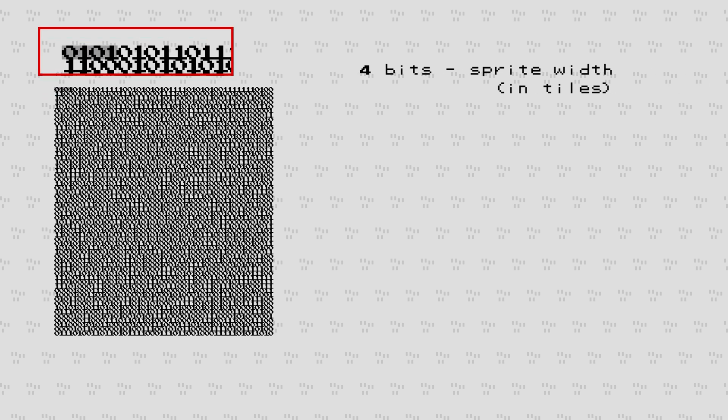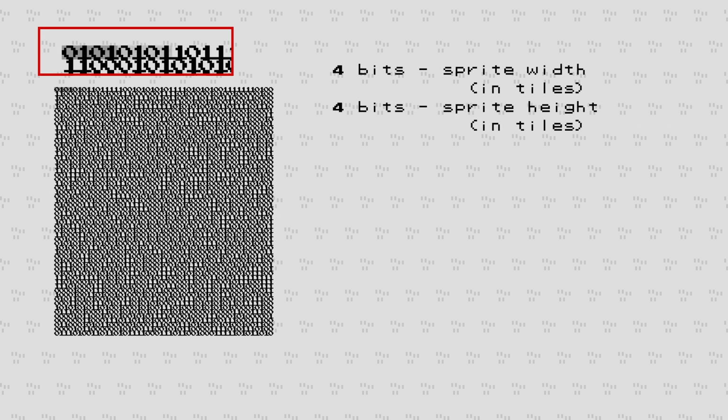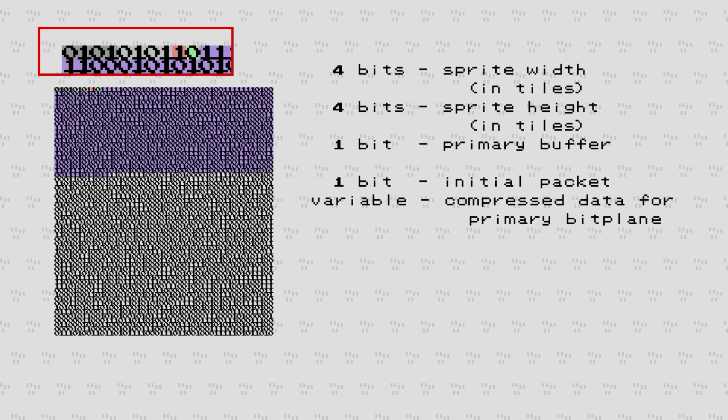Here is an outline of the format of the compressed graphics data blocks used. The first 4 bits hold the width of the sprite in tiles, and the next 4 bits hold the height of the sprite in tiles. Notice that this is actually backwards from the other byte that holds sprite dimension data, which processes height first. Since all of the sprites were square anyway, this doesn't really matter, but it's worth wondering if this was intentional or not. Anyway, next came a single bit that controls which bit plane was processed first. Then, a single bit denotes the initial packet type of the data, then followed by the data itself.